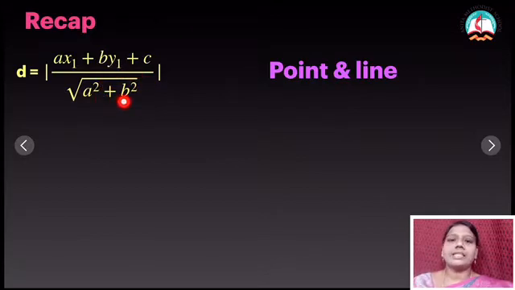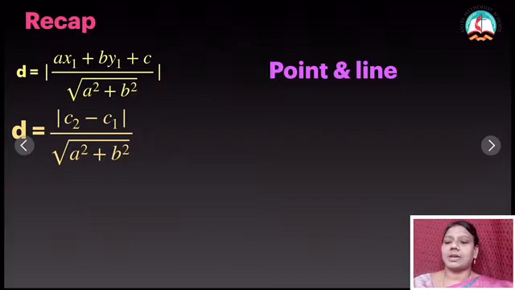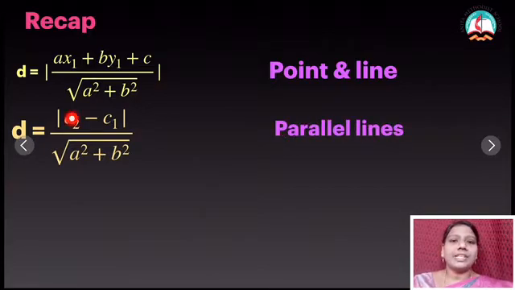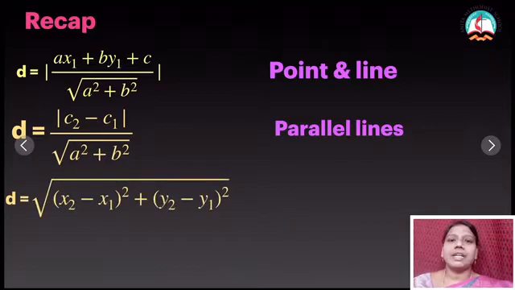The second one is the distance between two parallel lines. Parallel lines means we have a change only in the constant, so it is modulus of c2 minus c1 divided by root of a square plus b square. The next one, we know this already, is the distance between two points. So these are all the things we learnt in the previous class. Using this, we are going to continue doing problems in this class also.